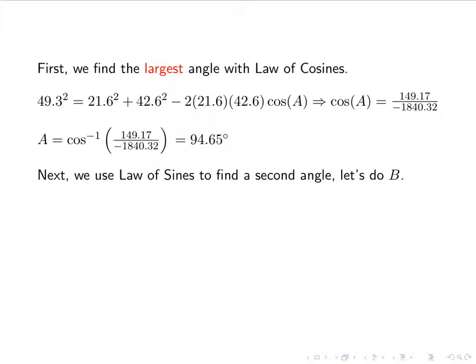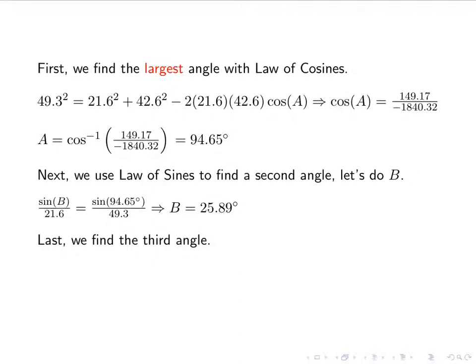So I tend to go alphabetically, so I'm going to do B next. So sine of B over side B equals sine of A over side A. And again, we're going to multiply by the denominator and then hit it with sine inverse. And we should get B is 25.89 degrees. And then to find the third angle, again, we're going to use the fact that the angles add up to 180. So C is 180 degrees minus 94.65 degrees minus 25.89 degrees, and we get 59.46 degrees.